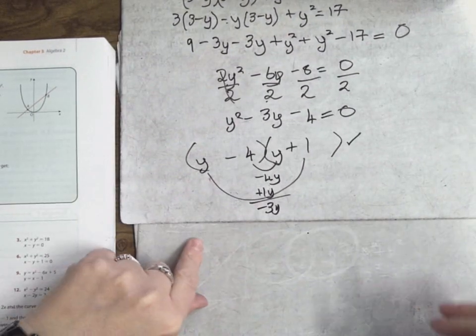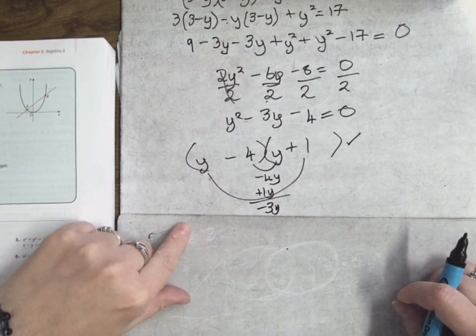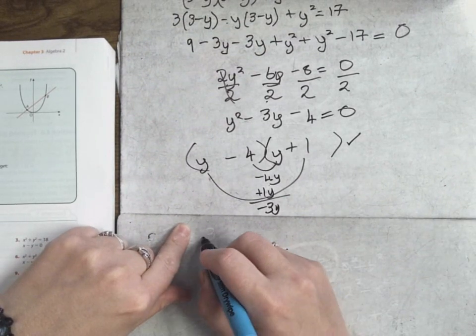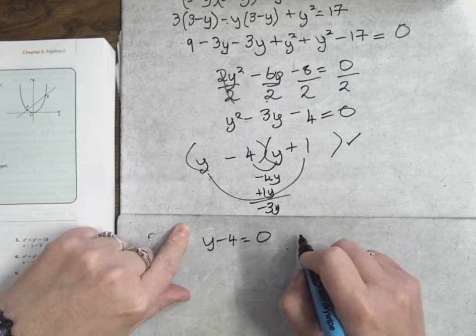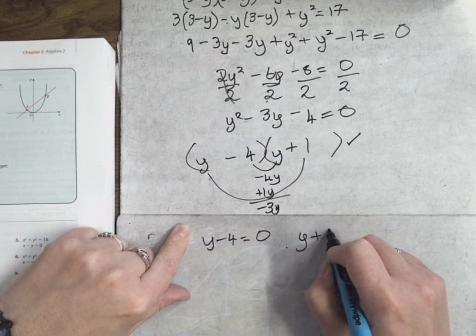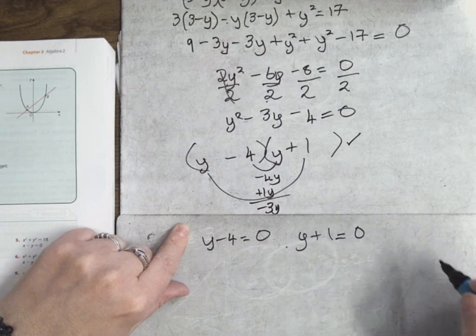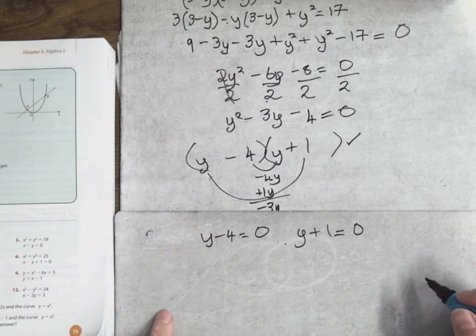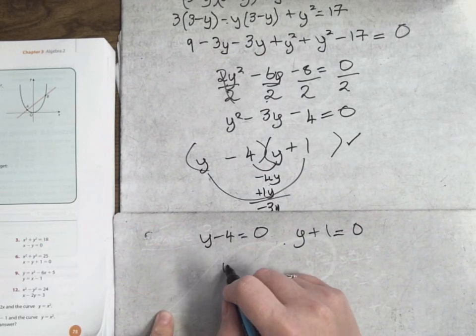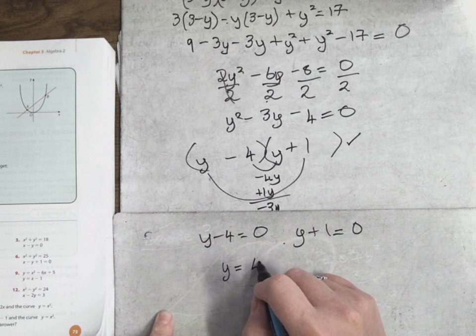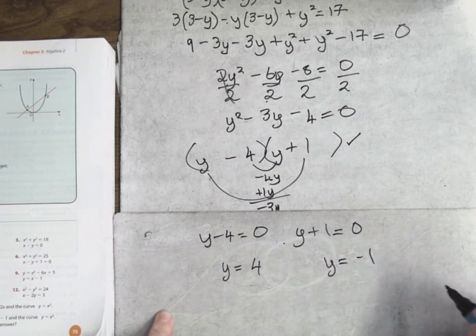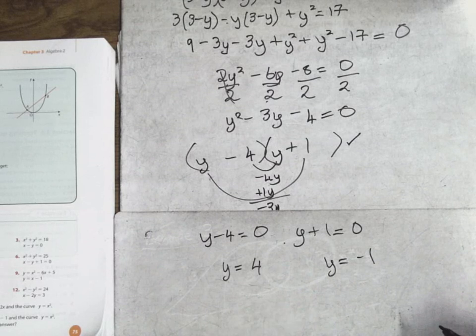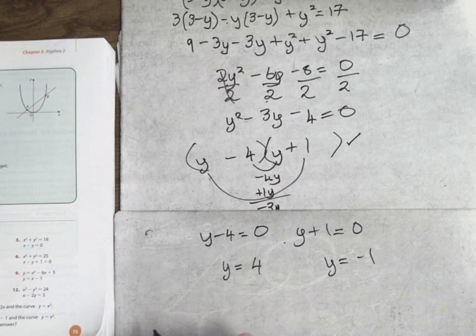So to solve, I let each bracket equal 0. So you get y minus 4 equals 0, and you get y plus 1 equals 0. So solving then, leave your y, bring over your minus 4, you get plus 4, bring over your plus 1, you get minus 1. So I have two answers for y. So what do I need to find now? The last step, step 3.